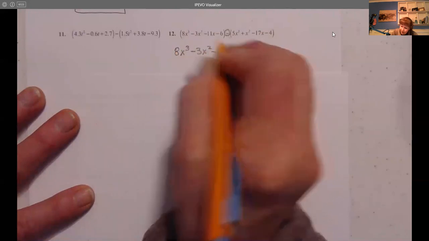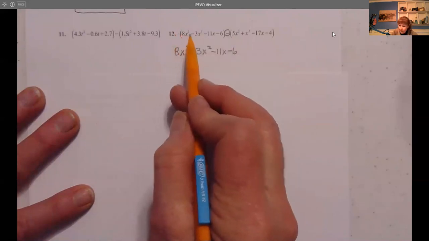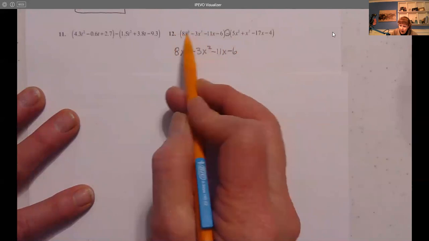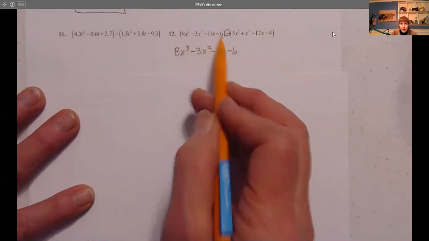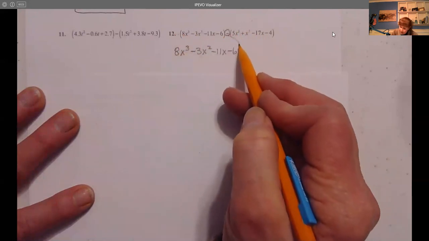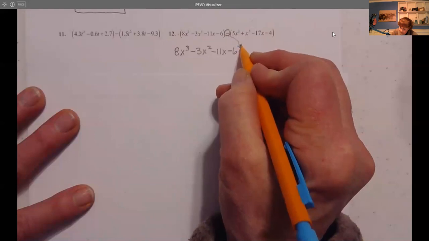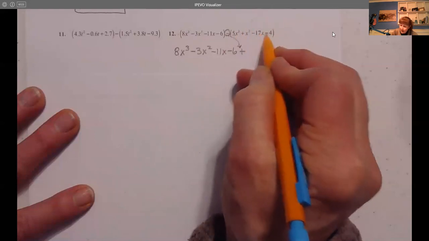-11x. So there's not anything in front here. Now, if there had been a 2, I would have multiplied the 2 through. If there had been just a negative here, I would have changed all the signs. All right. But here, I'm going to change this to a plus and then change all of these signs here.